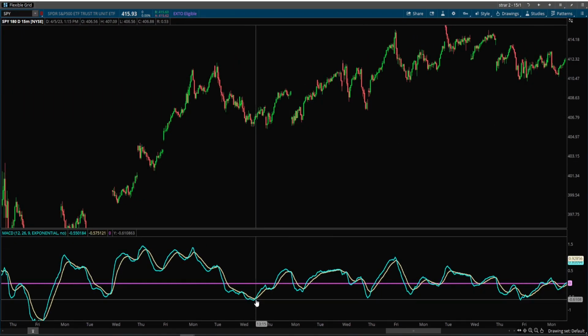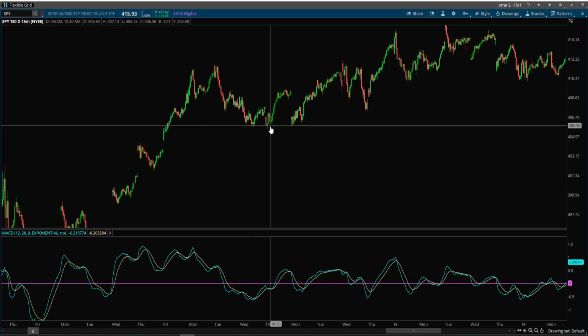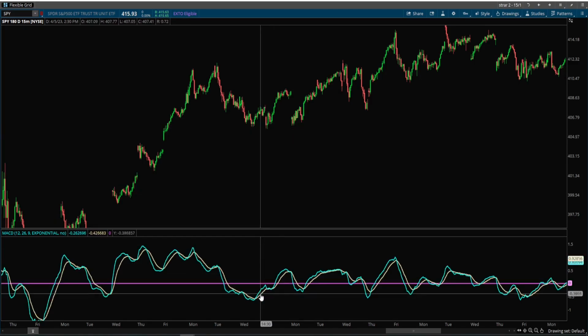And same here, right? We get a bullish cross to the upside, which was the start of the overall trend reversal. But as you can see, it did make its way back down here and make a new low because we were in this bearish zone below that zero line.